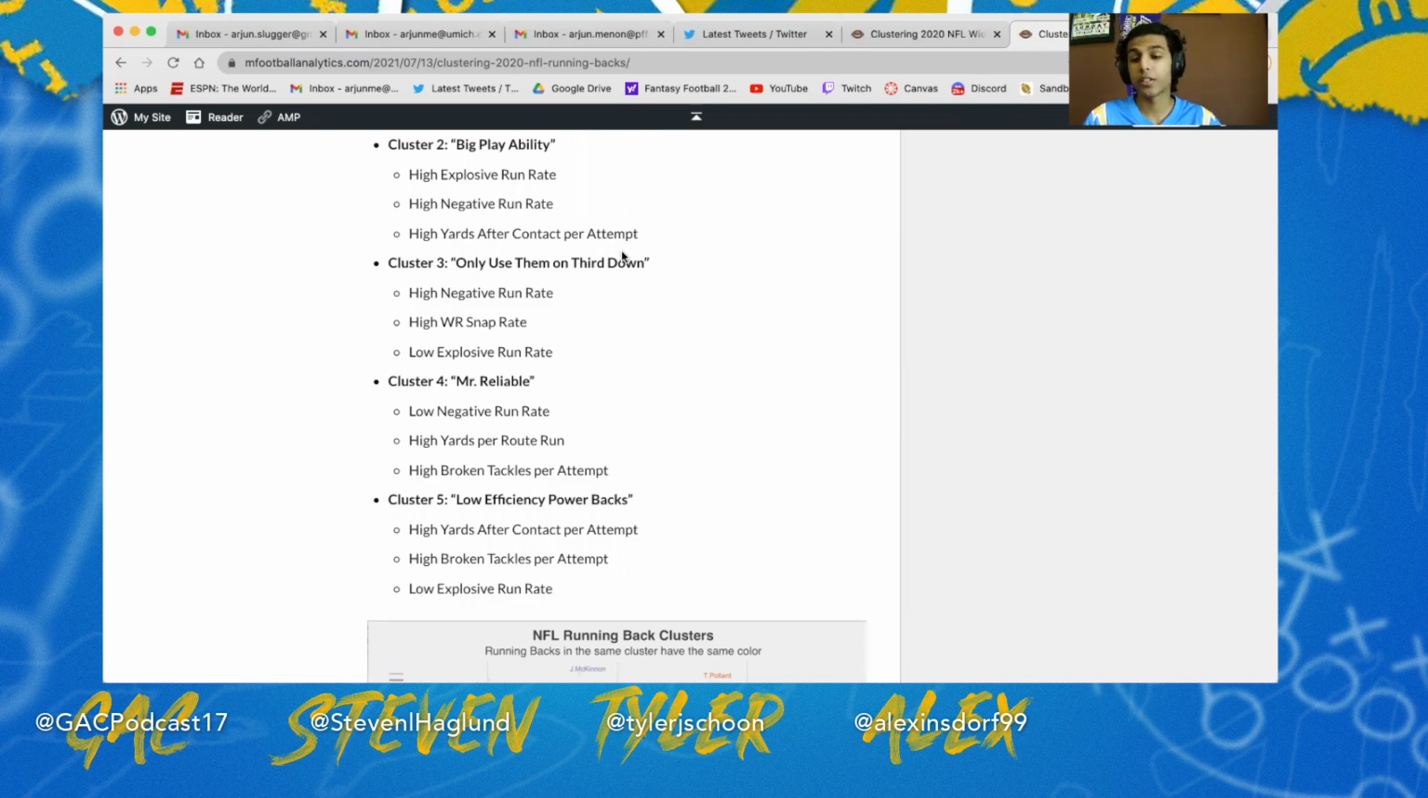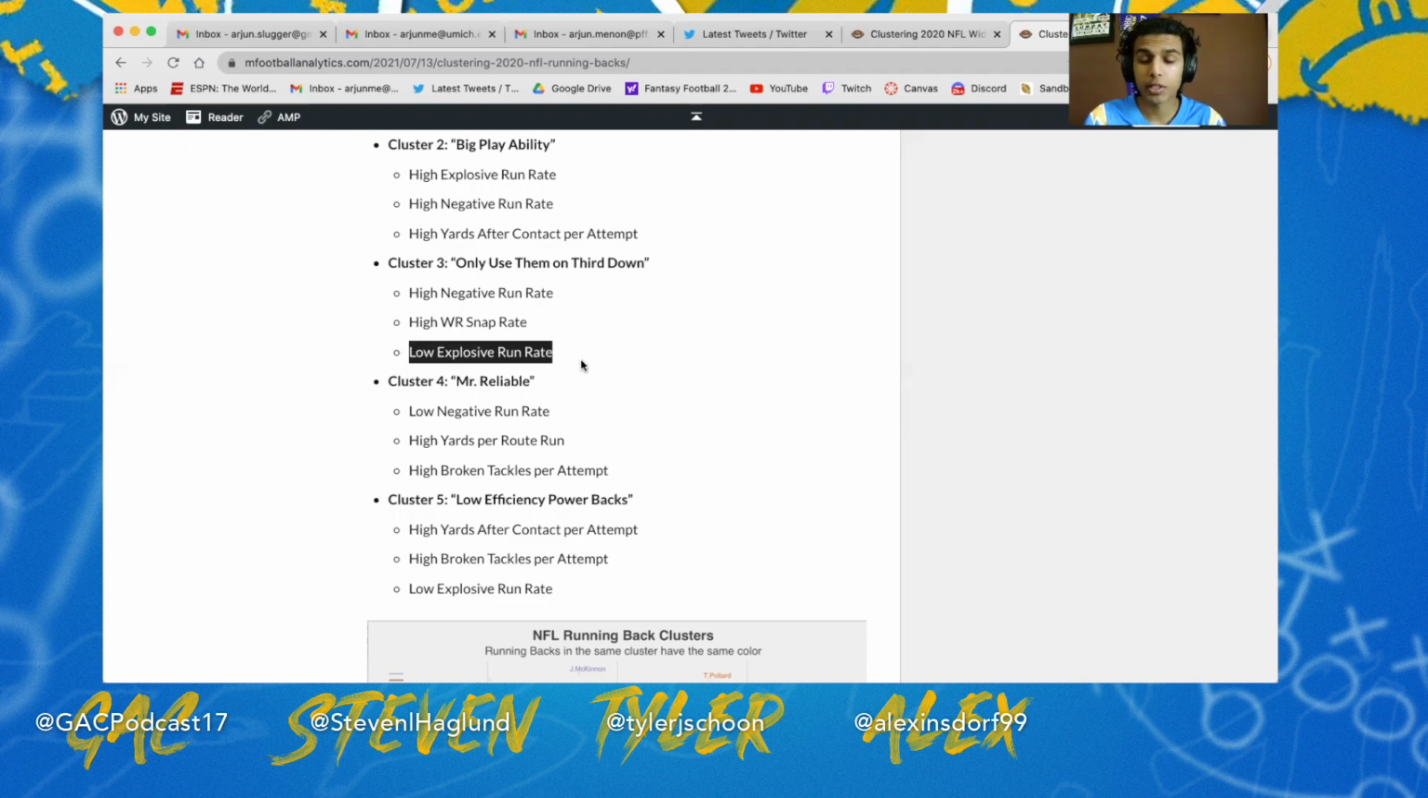So these are your 3D RBs, if you play Madden or something like that. These guys have a high negative run rate, so they're very inefficient in the running game. They have a high wide receiver snap rate, so they line up at receiver at a relatively high rate compared to other running backs.